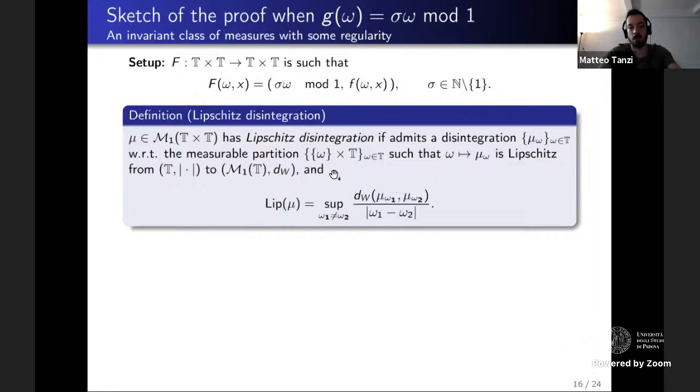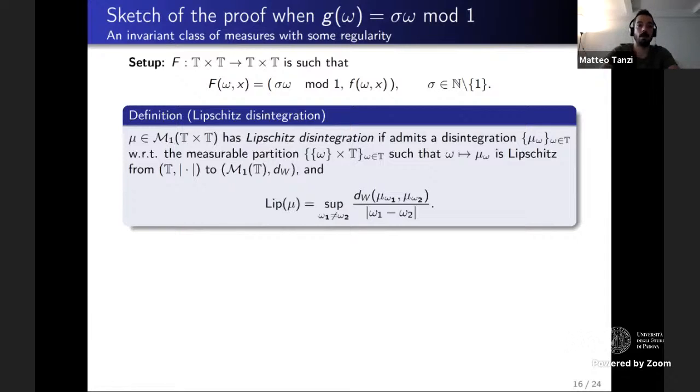If there is such a Lipschitz disintegration, we say that mu admits a Lipschitz disintegration, and we denote by lip mu the Lipschitz constant of mu. Here, with the absolute value, I'm always denoting Euclidean distances on tori of any dimension. And so this is the usual definition of Lipschitz constant.